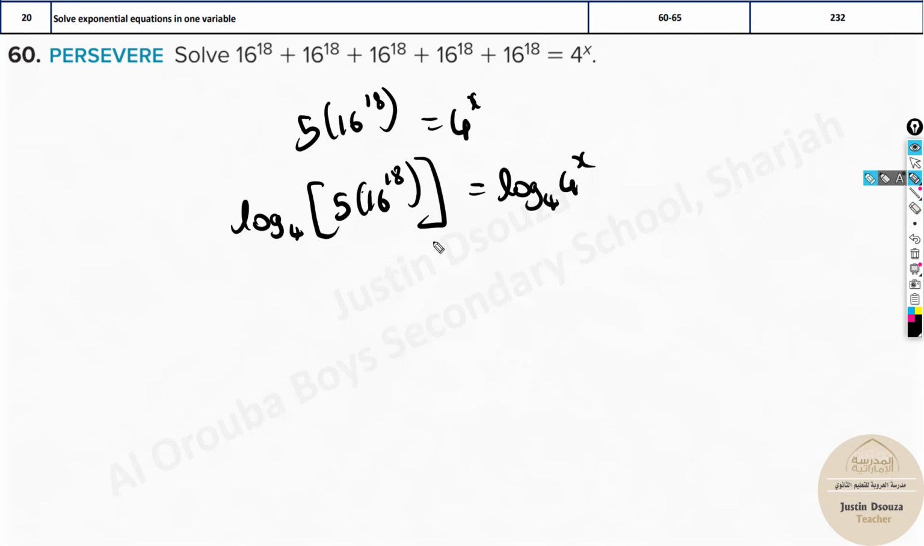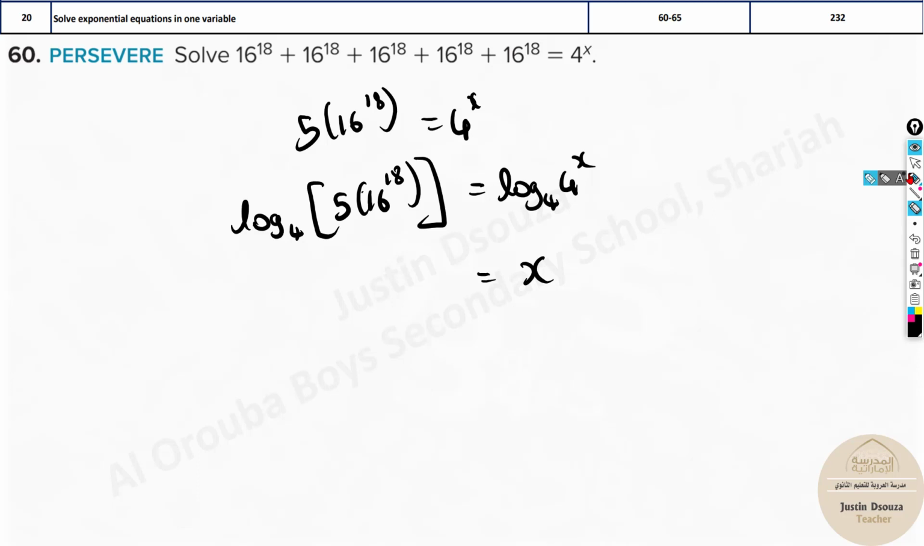You can put this directly in calculator, but on the right side, whenever the base of the log is the same as the number, it is 1. And the power x comes down. It will be x times log base 4 of 4. This term is 1, because that is the rule of the logs.